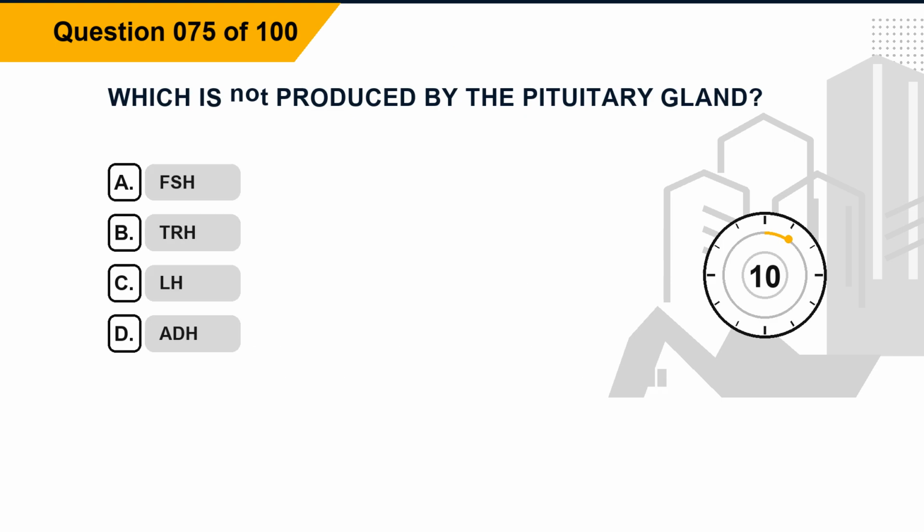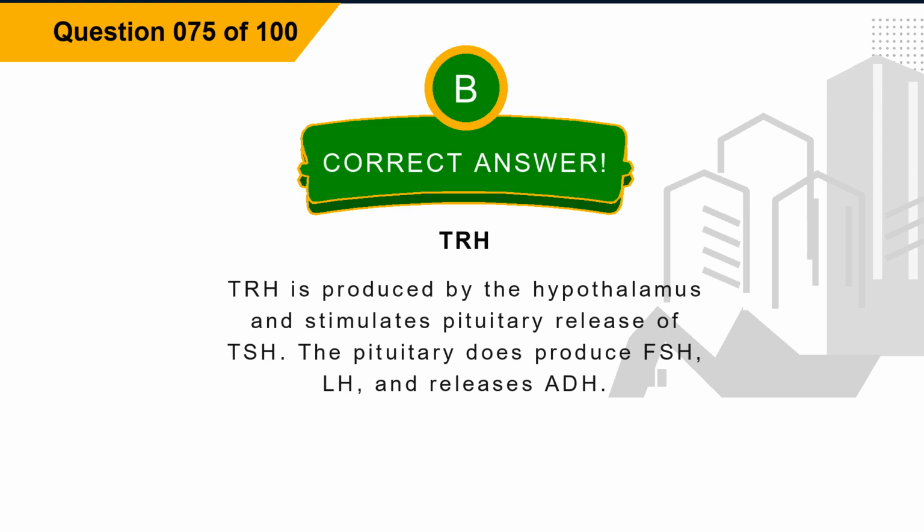Question 75. Which is not produced by the pituitary gland? Option A, FSH. Option B, TRH. Option C, LH. Option D, ADH. The correct answer is option B, TRH. Explanation. TRH is produced by the hypothalamus and stimulates pituitary release of TSH. The pituitary does produce FSH, LH, and releases ADH.